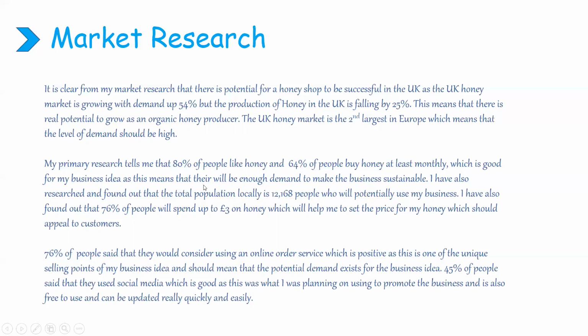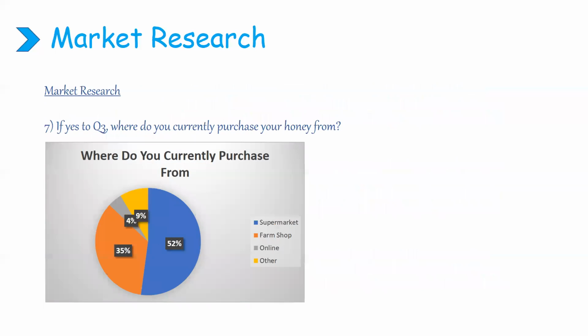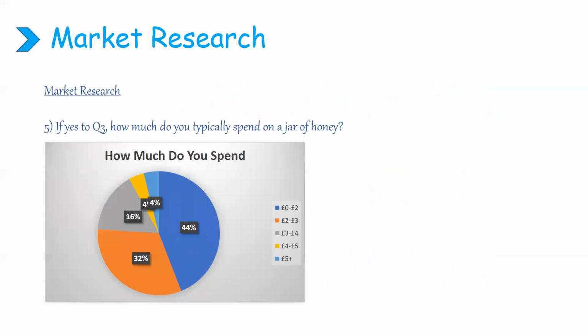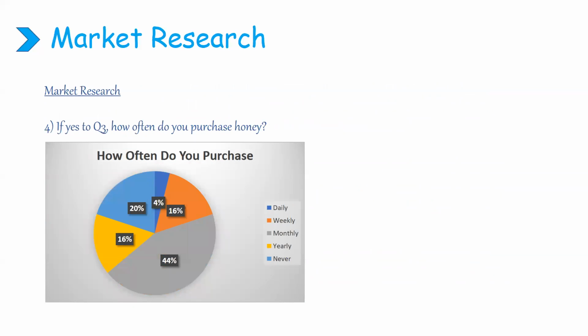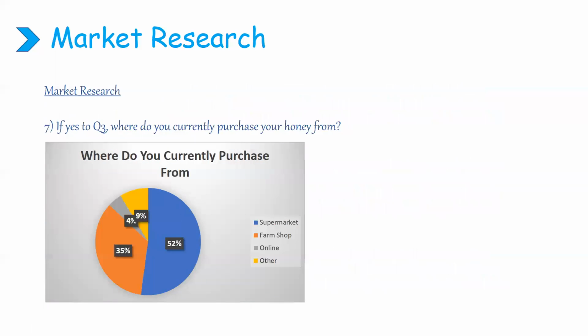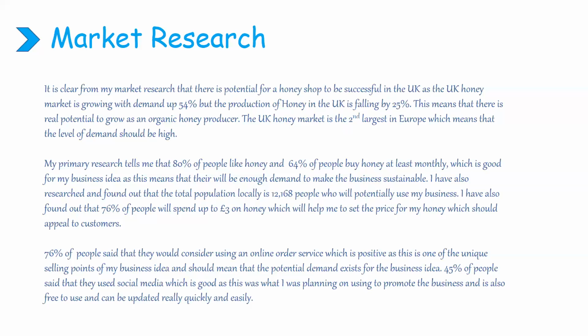My primary research shows me that 80% of people like honey and 64% of people buy honey at least monthly. So what I've done there, guys, if we go back to that graph, because it's a bit of an analysis one, I've actually looked at them. I've got my 44, my 16 and my 4, and I've added them together. Because that obviously then tells me that most people buy it at least monthly, which is good for my business, because obviously it shows enough demand.